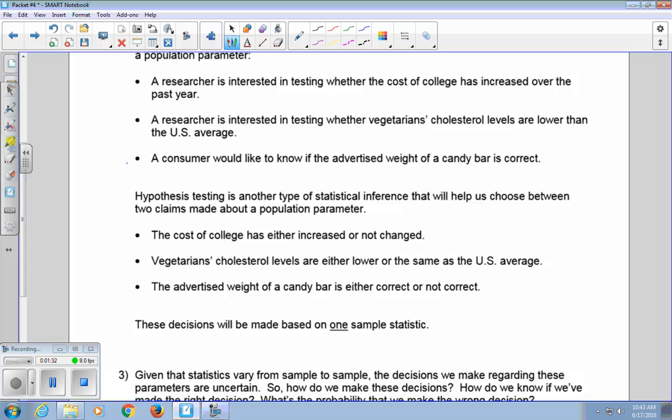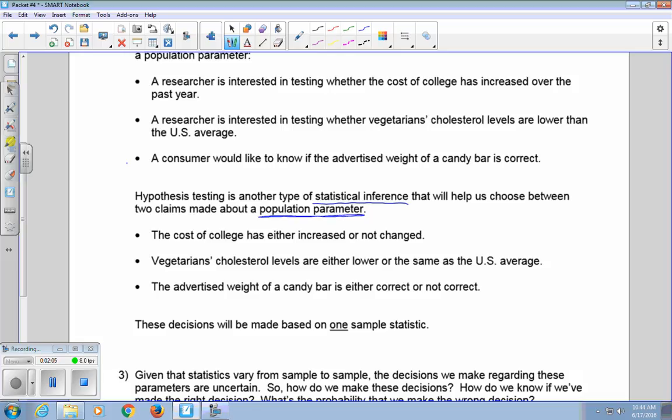So all of these are very similar, but yet they have some differences, and we're going to look at that now. Hypothesis testing is another type of statistical inference. In this class, we learn about confidence intervals and we learn about hypothesis testing. Hypothesis testing allows us to choose between two claims made about the population parameter. So this is important: the claim about the population parameter.